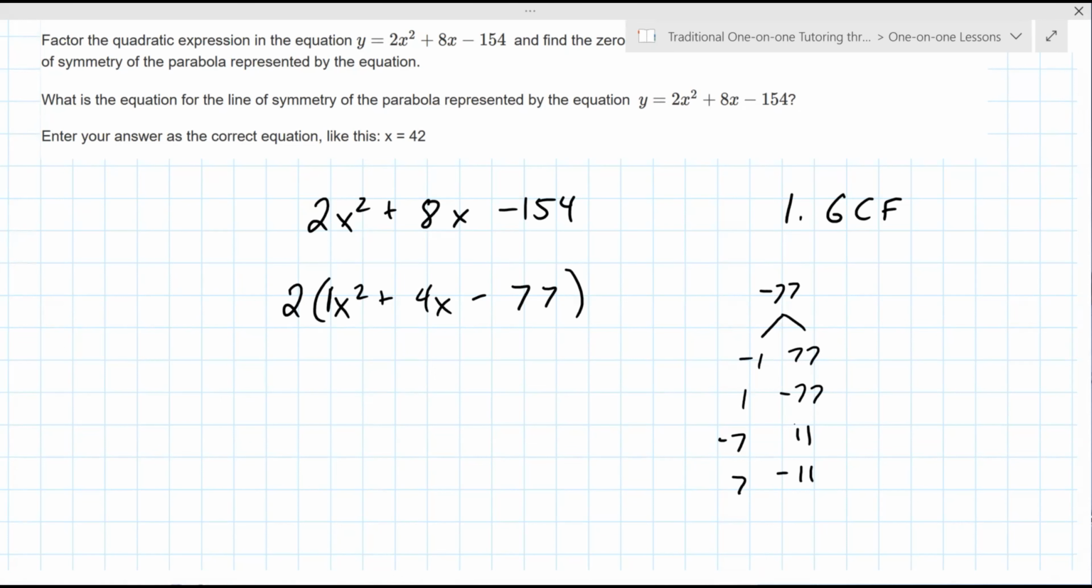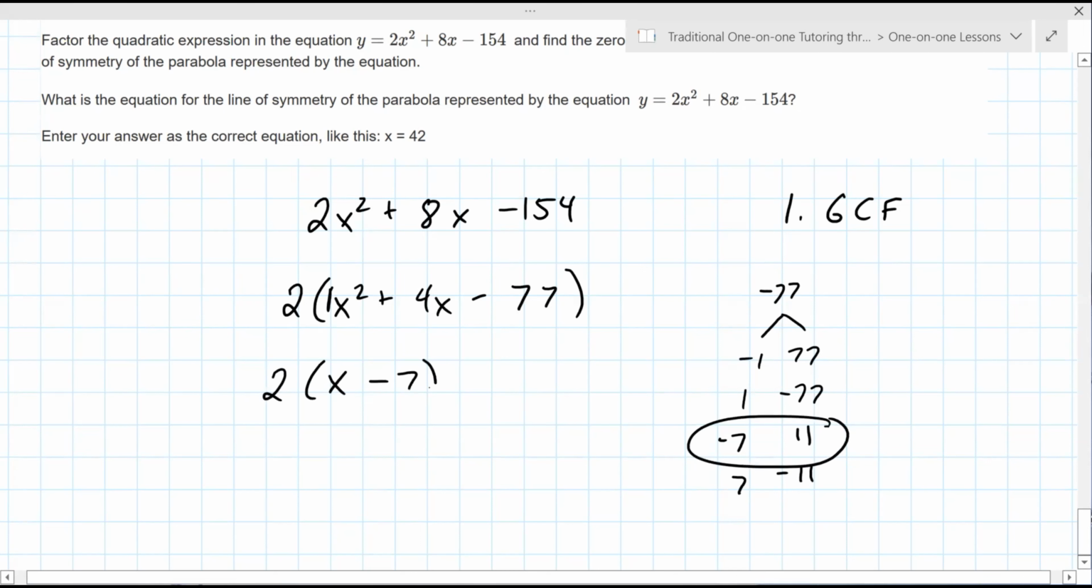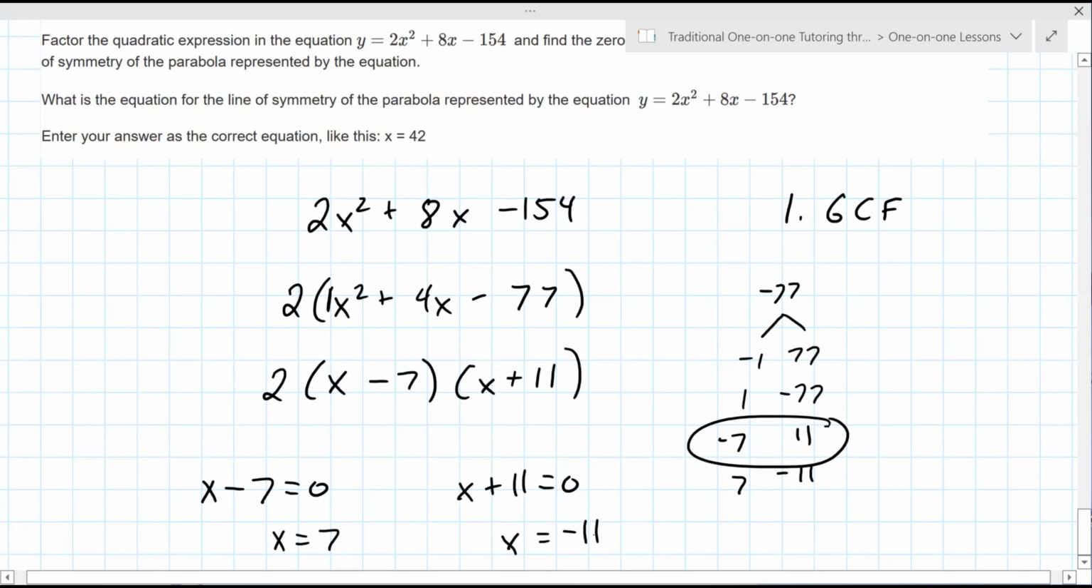-7 and 11. Perfect. So that becomes x minus 7 times x plus 11. And you have to set each of these equal to 0. So x equals 7, x equals minus 11.